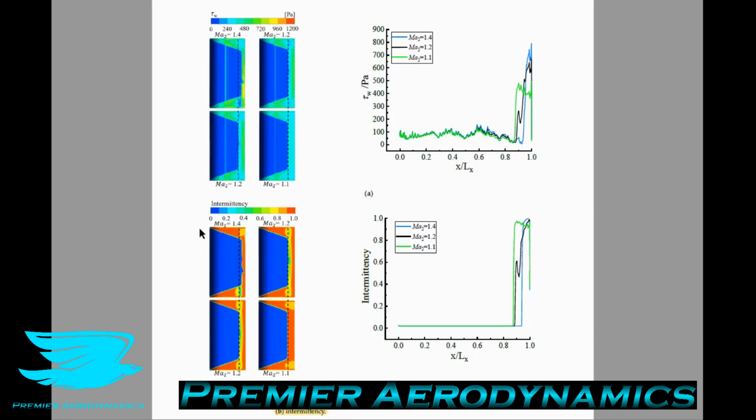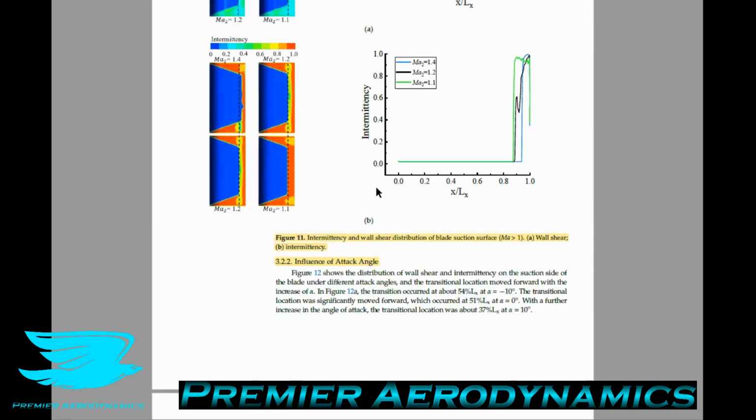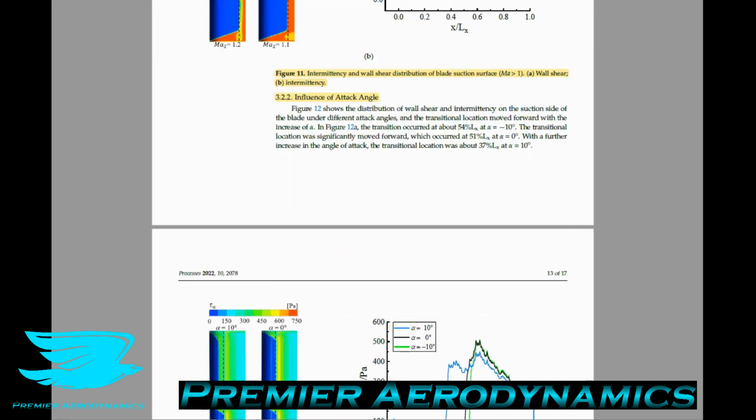So we can recap here saying that when the Mach number is above 1, increasing the Mach number further reduces how much of the airfoil is in turbulent flow. It moves the transition location further back towards the trailing edge. Finally, let's look at the influence of the angle of attack. So this is important because most airfoils do not operate at just one angle of attack, including cascades.